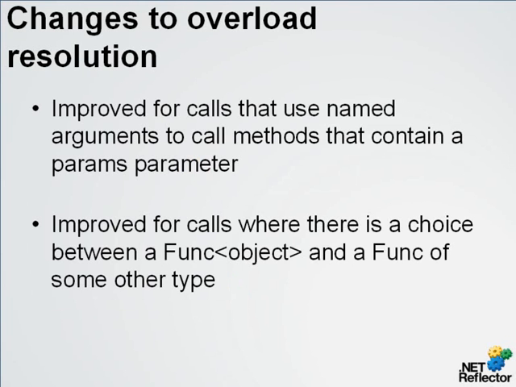There's also been some changes to overload resolution. So there are some very complicated side scenarios where the resolution didn't work as people expected, that involved named arguments calling methods that contain a params parameter, and cases where there's a choice between a Func object and a Func of some other type. I'll let you go to the MSDN website to get the details of that.